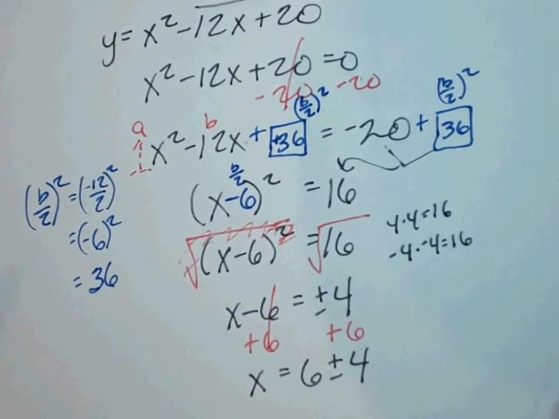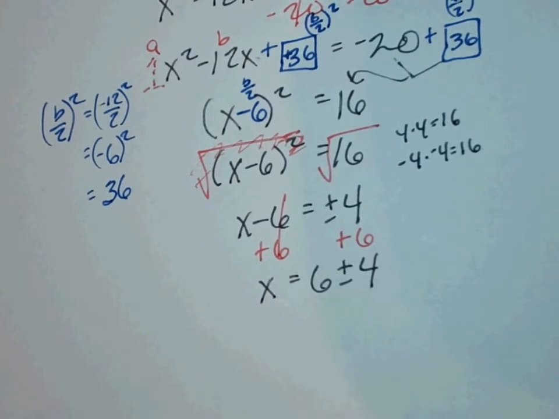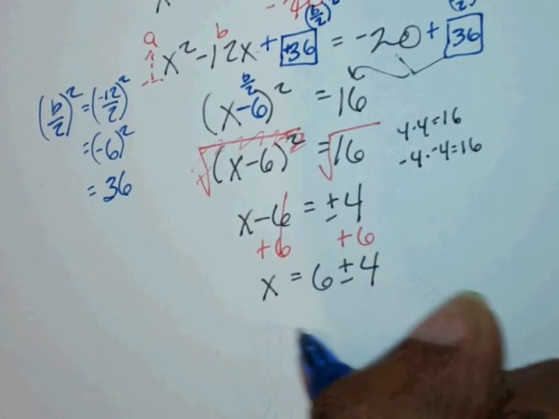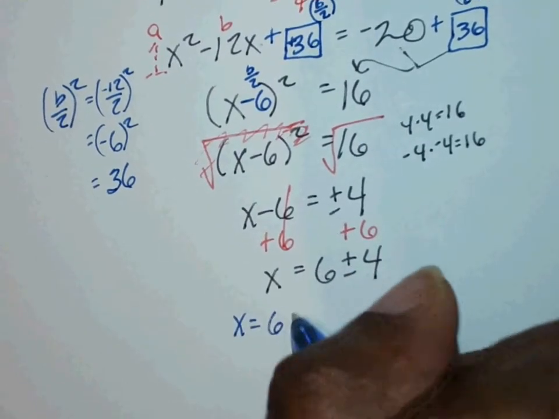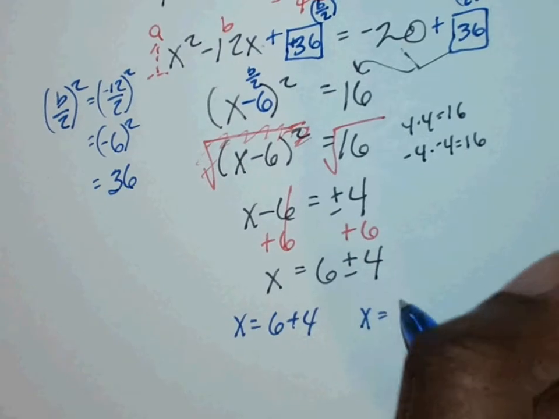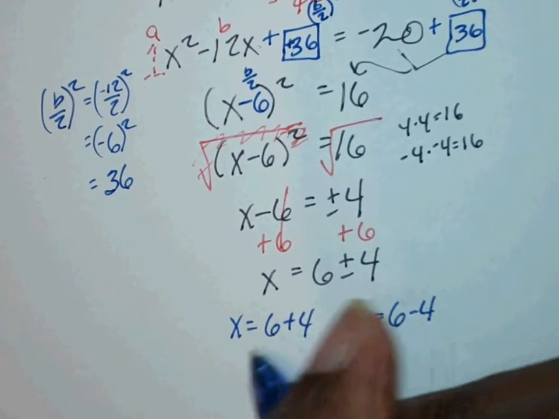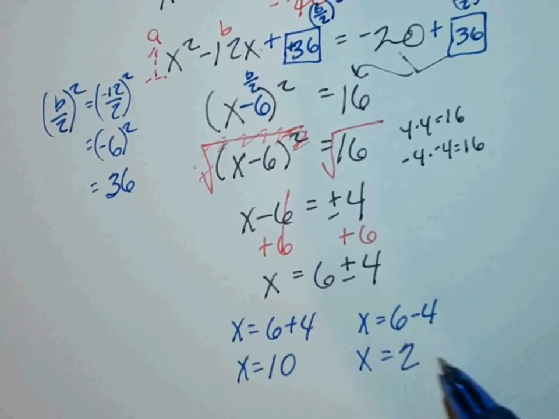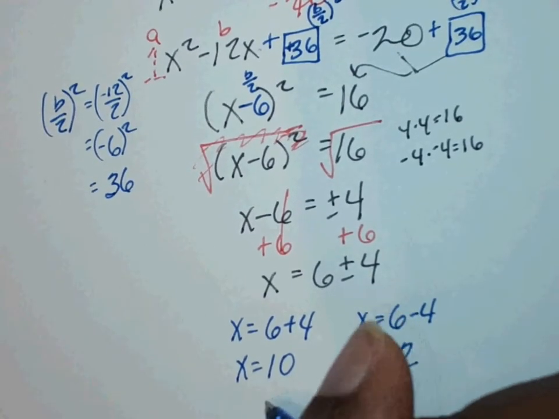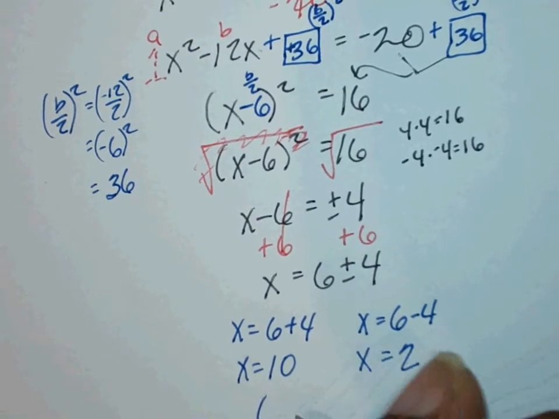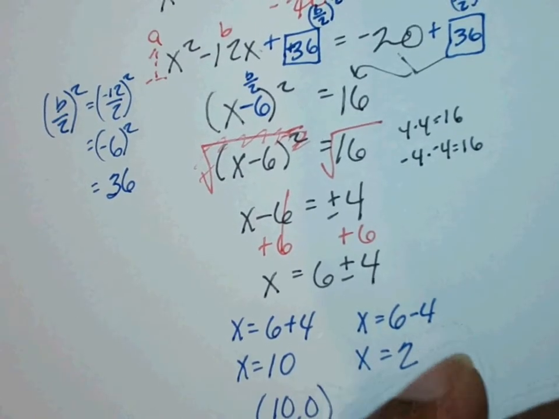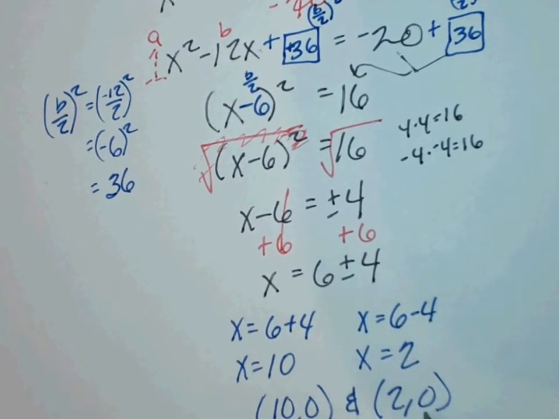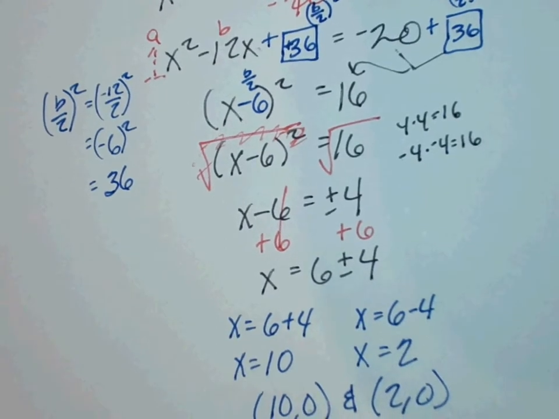Alright. This is the easy part. This is 6 plus 4, and this is 6 minus 4. And that's exactly what I'm going to write. X equals 6 plus 4. X equals 6 minus 4. Well, what's 6 plus 4? 10. Well, what's 6 minus 4? 2. So my x-intercepts, my coordinates, are (10, 0) and (2, 0). Because again, x-intercepts means that my y's are 0.